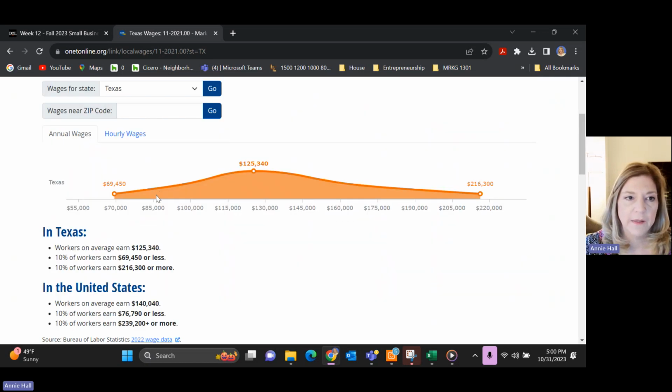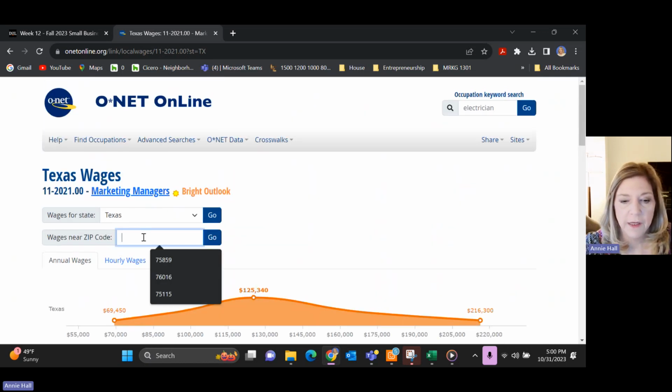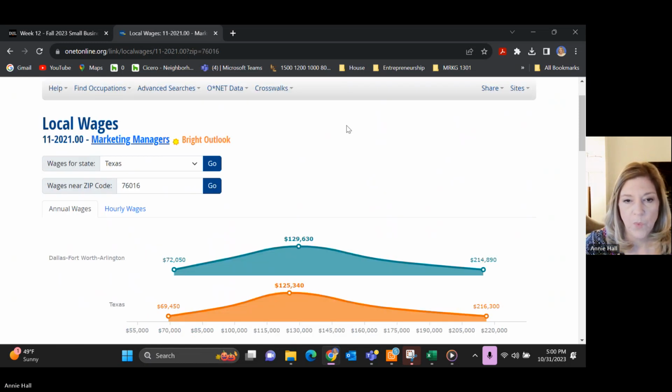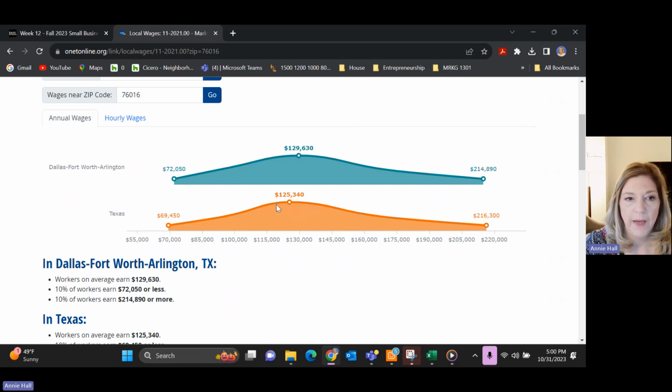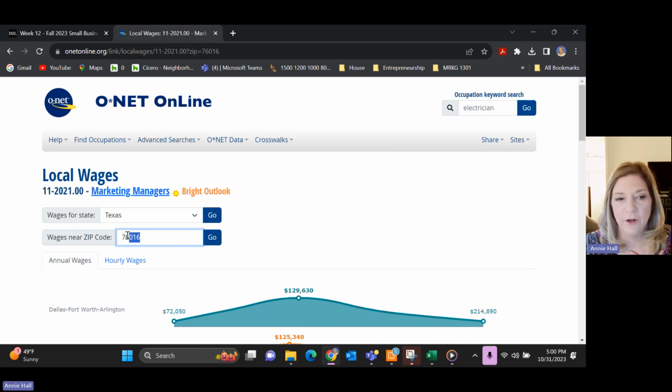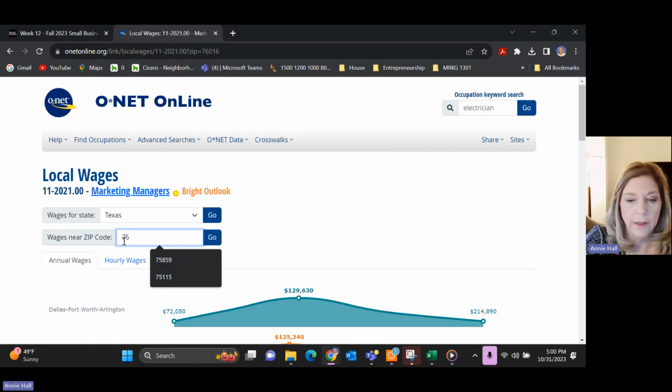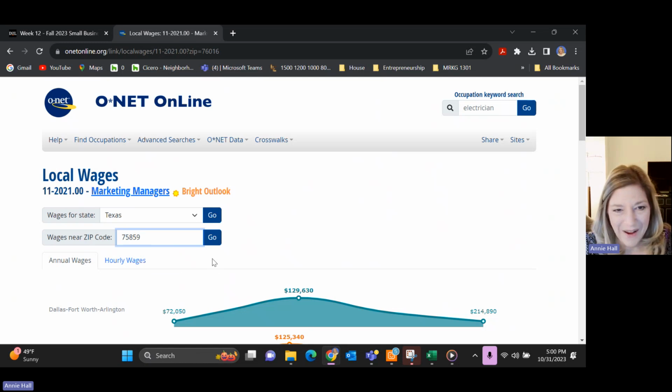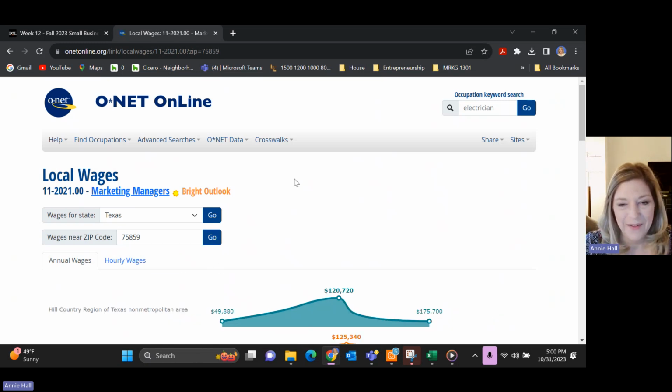You can also look at this by zip code. So let's do it again. Let's put in 76016 and let's just see what we get. So here it put us back in the Dallas Fort Worth Arlington area. I live in a very rural area, so I'm going to put mine in, and there's probably nothing, but let's see what happens.